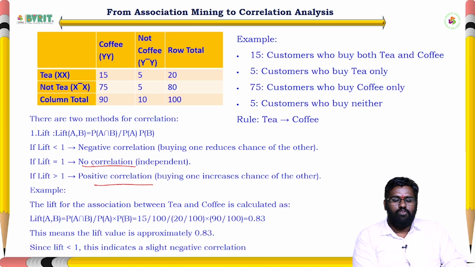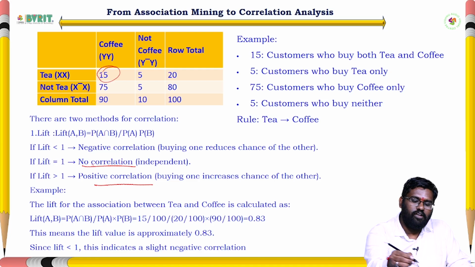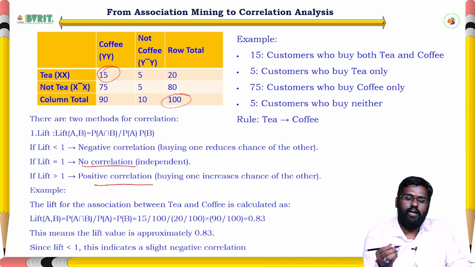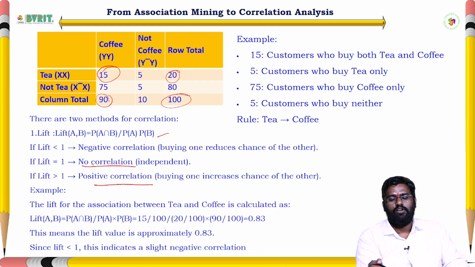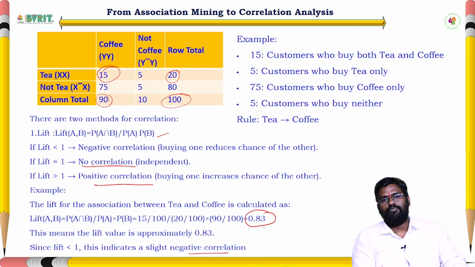Now see here, we need to calculate for tea and coffee. So 15 divided by the total value 100, and similarly 20 divided by 100 times 90 divided by 100. A intersection B means 15 divided by 100, divided by 20 by 100 times 90 by 100, based on this formula. So this value we calculate as 0.83. 0.83 is less than 1, so it has negative correlation. This is one method for lift correlation analysis.